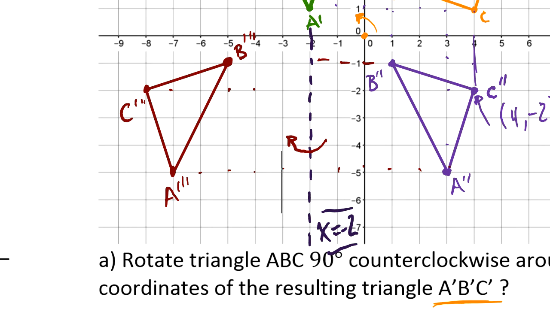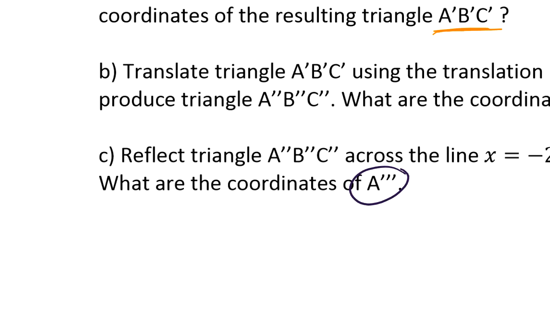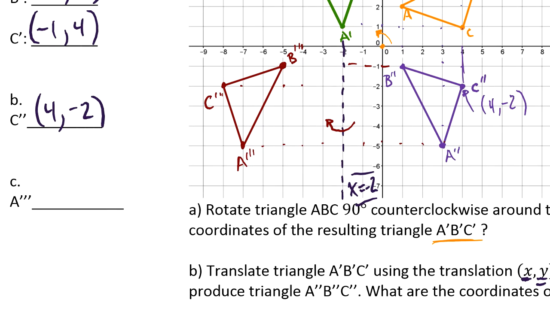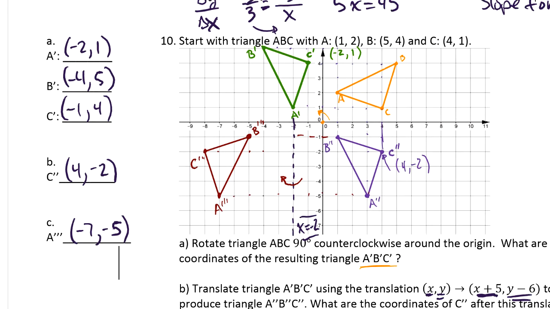The last question here is, what are the coordinates of A triple prime? So if I'm looking at A triple prime correctly, it looks like it's at the point -7, -5. So let me go ahead and write this here. This point is at -7, comma, -5. And that's it for question 10.